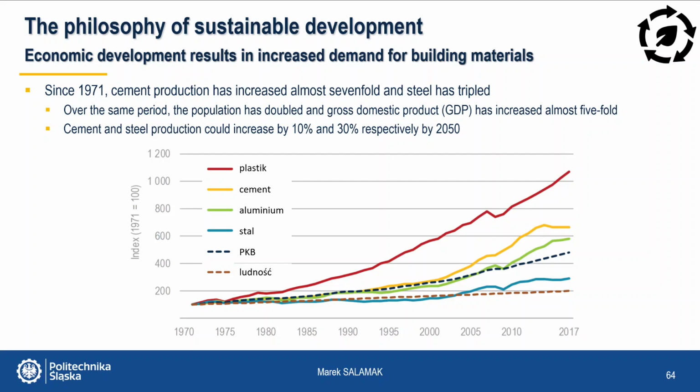The production of cement and steel is expected to increase by 10% and 30% by 2050. The conflict between economic needs and environmental protection and available resources is being perceived more and more. This forces many industries to change technology and improve the efficiency of production and use of basic building materials. They fit into the new economic doctrine called sustainable development.